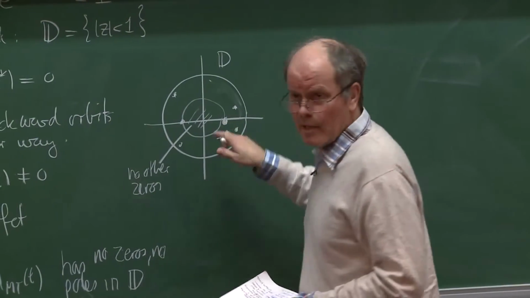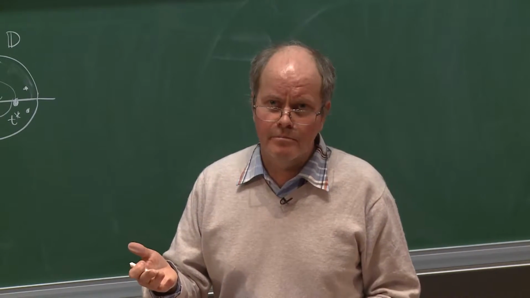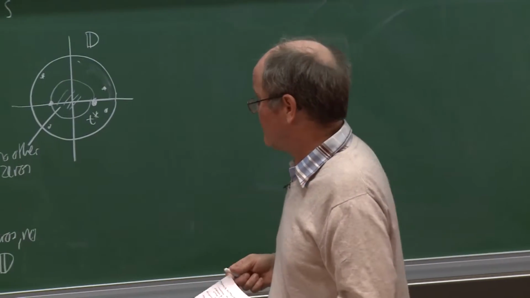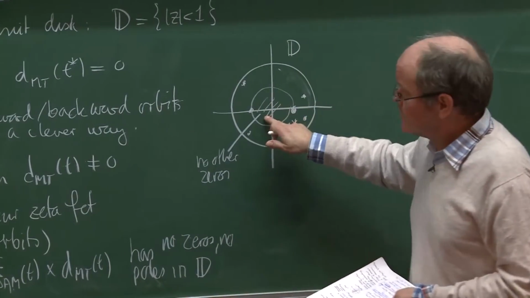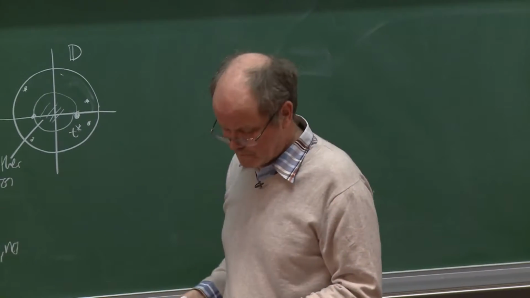And this T star might actually even be a zero of order bigger than 1. So it's not like in Vivian's talk, where it was a simple eigenvalue or something like that. But the fact that you have no other zeros here means that numerically, if you compute it, then you're sure you got the right value.